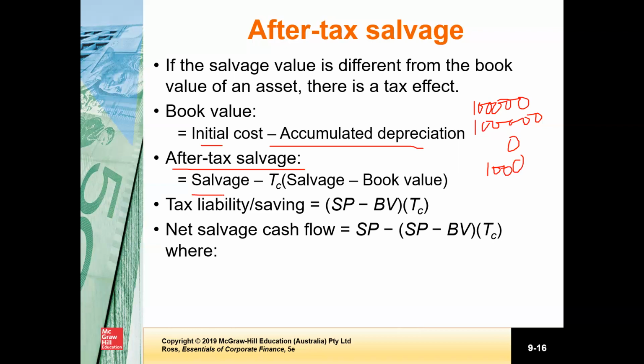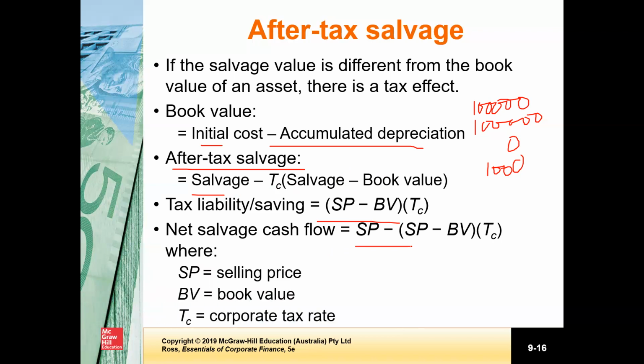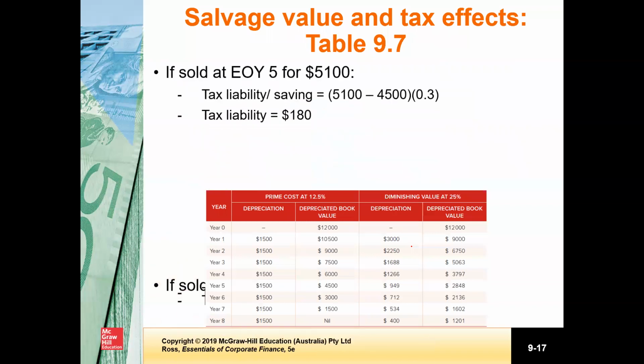Salvage minus book value, which is the difference, times tax. That will bring you a tax liability or a tax saving, and then you calculate the net salvage cash flow. I will show you an example. SP is the selling price, BV is the book value, and T is the corporate tax rate.